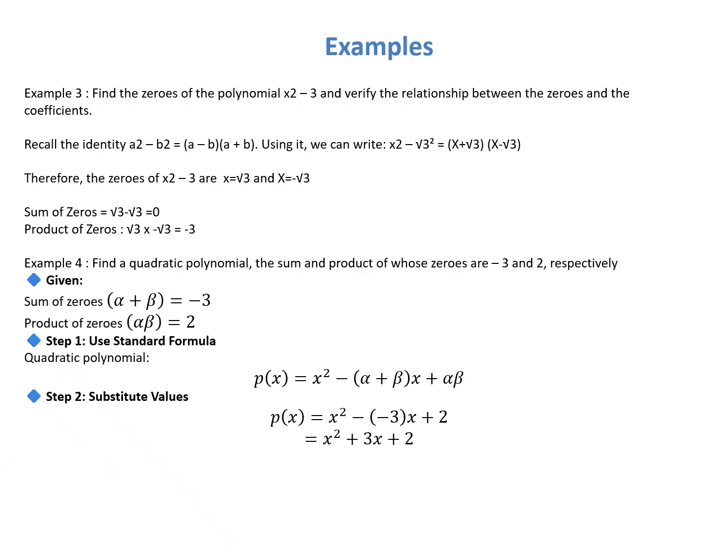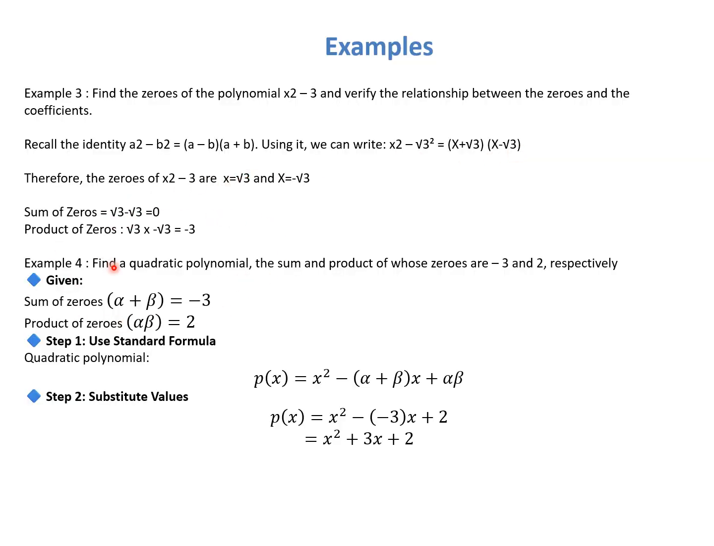Okay, so we have another example here. We have to find the zeros for this particular equation, x square minus 3. So we'll recall the identity a square minus b square, break the equation into a square minus b square, and we have the factors x plus root 3 and x minus root 3. So we have two zeros, root 3 and minus root 3.